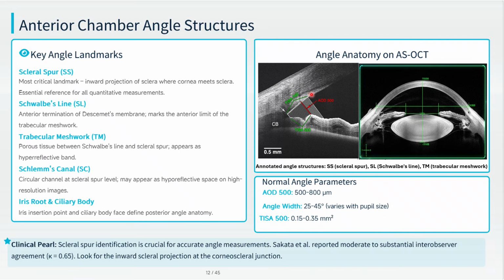We can use the line from 500 microns from the scleral spur, or 700 or 800 microns from the scleral spur. Now all this trapezoid area is known as the TISA, which is also a very important landmark and stands for trabecular iris space area. This is the normal boundary. We will study this in detail later on, but keep in mind that determination of the scleral spur is very important so that we can study quantitatively the diameter and the detailed structures of the angle.